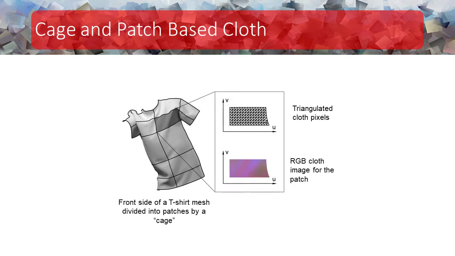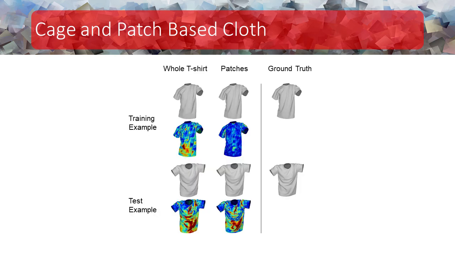To better learn the cloth images at higher resolution, we use a support cage to divide the cloth mesh into smaller, semantically coherent patches. This allows the network to enjoy a higher level of specialization and performance. And indeed, the models trained on patches can better capture folds and wrinkles.